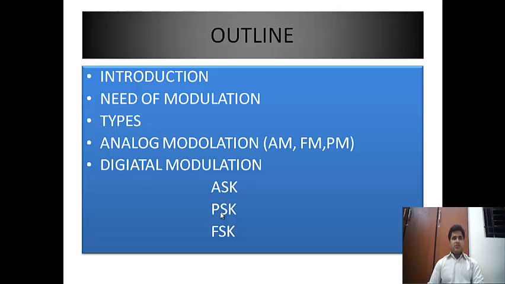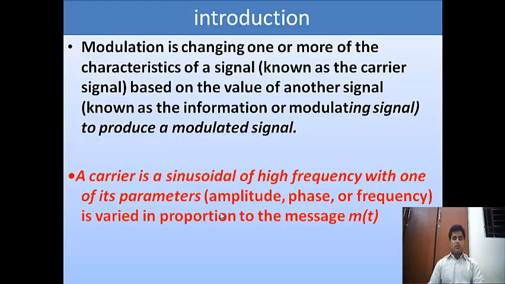In amplitude modulation we vary according to the amplitude variation. In frequency modulation, according to the variation of frequency, and in phase modulation, according to the variation of phase. Digital modulation has three types: ASK, PSK, FSK. ASK is amplitude shift keying, PSK is phase shift keying, and FSK is frequency shift keying.